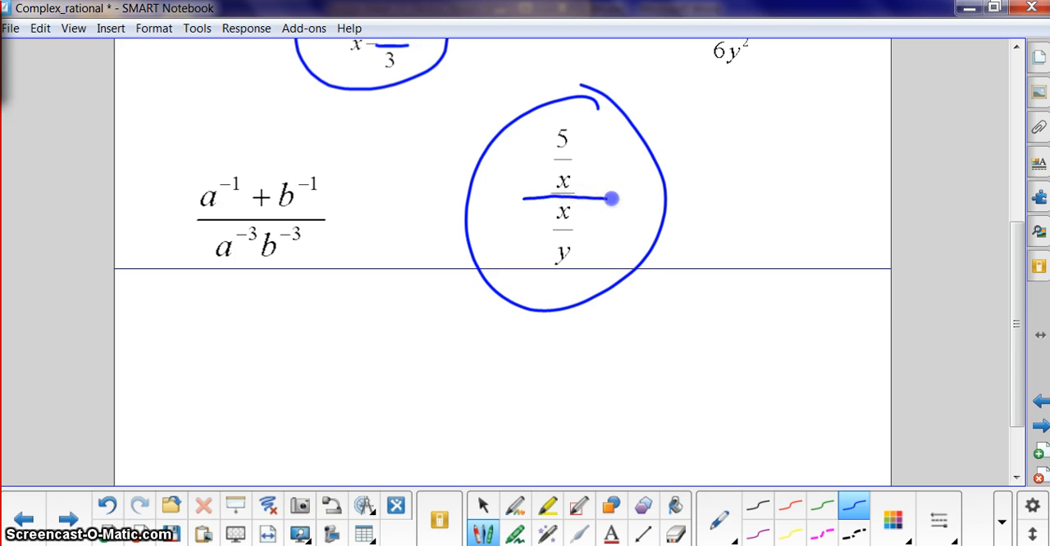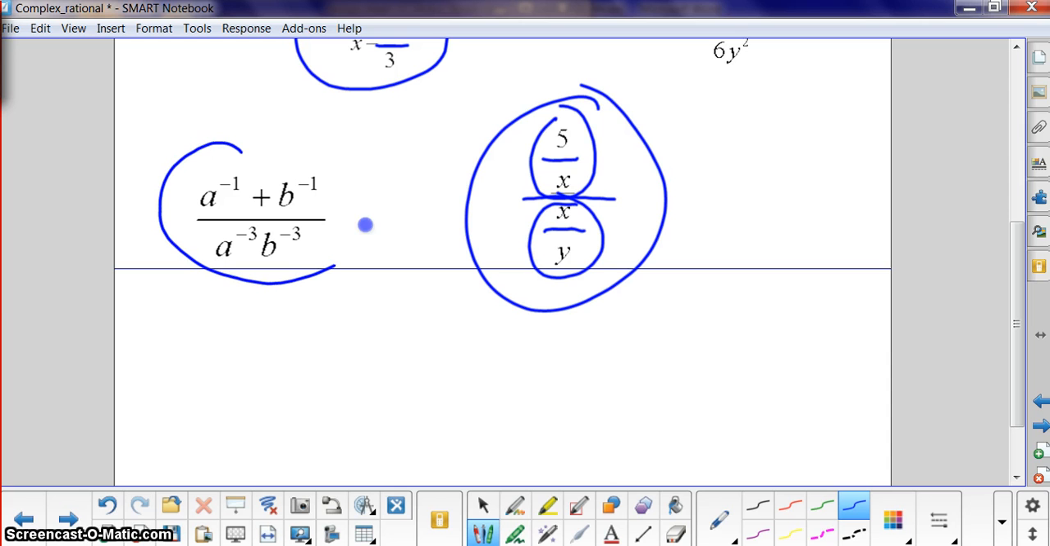Here's another example. Here's our main fraction bar. Here's the numerator of our fraction, here's the denominator of our fraction. Both the numerator and the denominator have fractions. So we have fractions within fractions. And this one over here is a little bit different, but this is a complex rational expression.